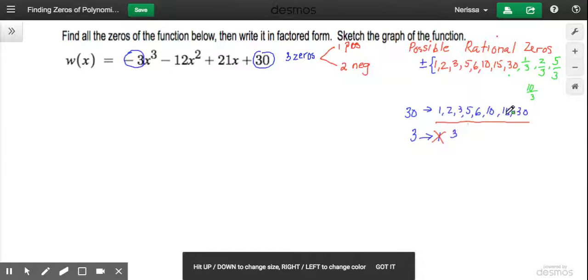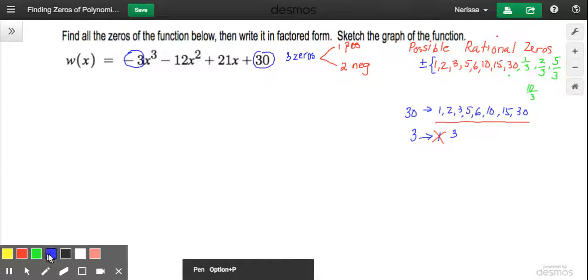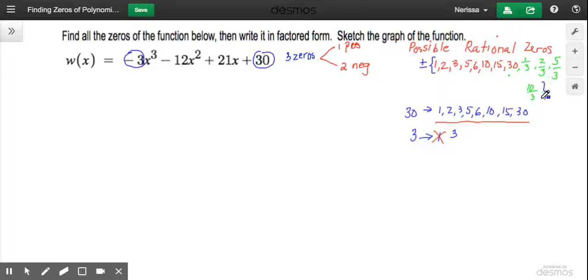Then 15 over 3 is 5. We already have it. And 30 over 3 is 10, and we already have it. So now we're going to close our list. These numbers are the possible zeros. So these 3 zeros that we need to look for, where 1 is positive and 2 are negative, all of them could possibly be in this list.